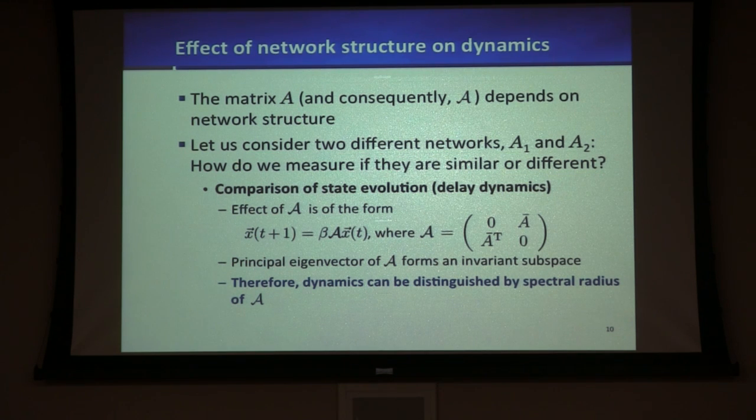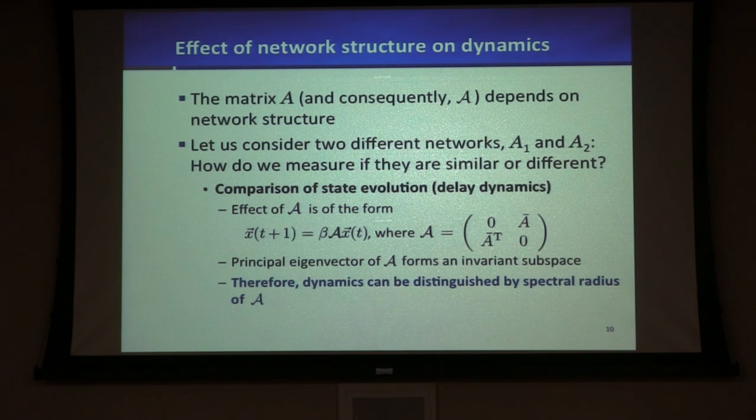There are two ways we can think about it in this context. The first is to look at the impact on the dynamics, that equation that I wrote down earlier. The effect of this matrix, the calligraphic A, is of this form: the variation of the state vector x is beta times A times x bar of t. So if I find the principal eigenvector of this matrix A, then if your delays are in those elements and you start there, you're just going to stay there. It forms an invariant subspace. So this shouldn't be the spectral radius, this should be the principal eigenvector.